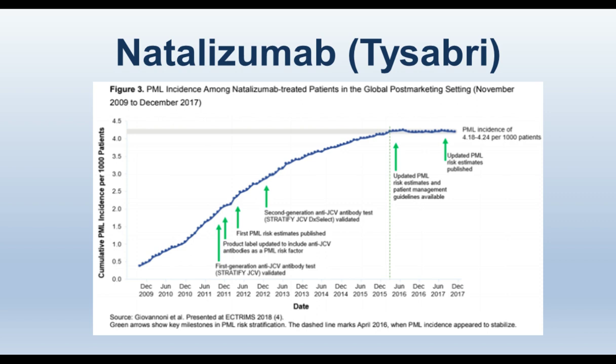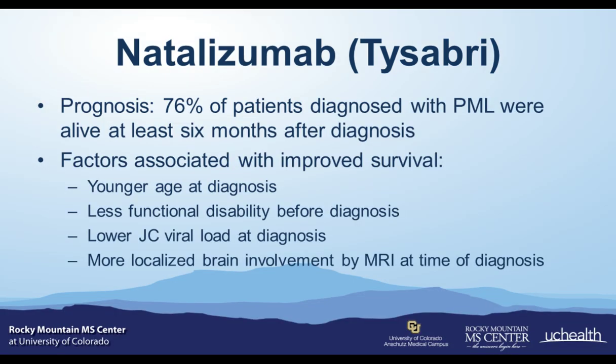This chart here demonstrates the rates of PML in Tysabri. So you can see as it starts in December of 2009 going through December of 2017, there was a very steady increase in the amount of patients that developed PML on Tysabri. The green arrows are the introductions of the different JC virus antibody tests that we had. And you can see really since somewhere between 2015 and 2016, the amount of PML cases has really leveled off with better testing and better knowledge of these risk factors.